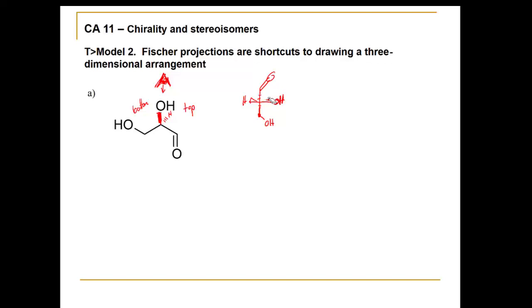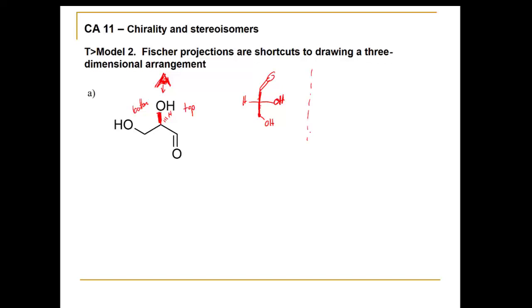Now I'm going to get rid of those wedge and dashes because I want to do a more legitimate Fischer projection. So that's what that would look like from the first perspective. Then we're going to draw the corresponding enantiomer.